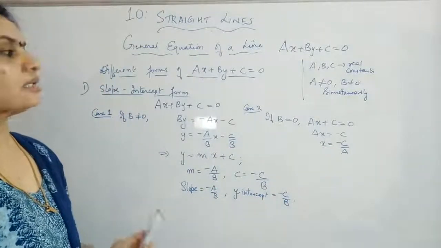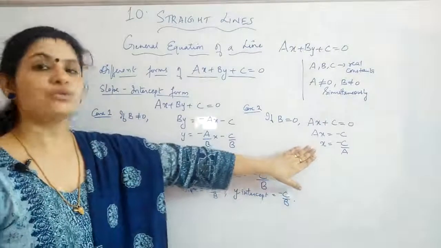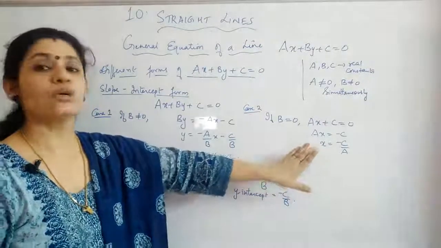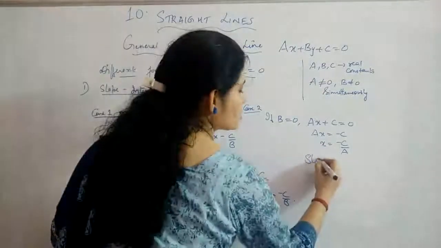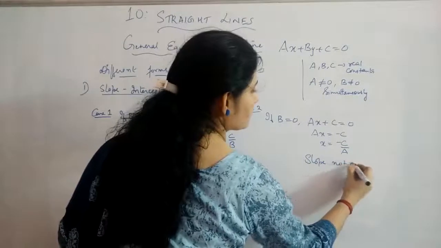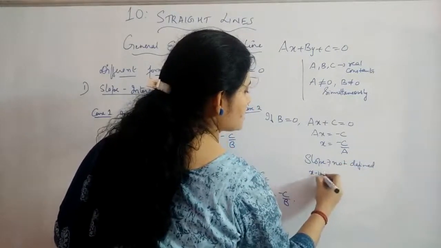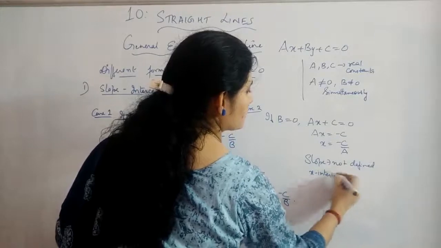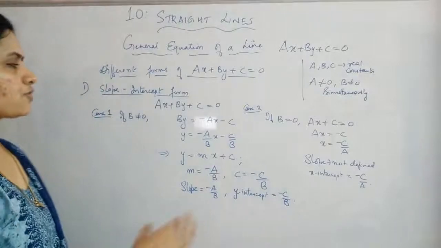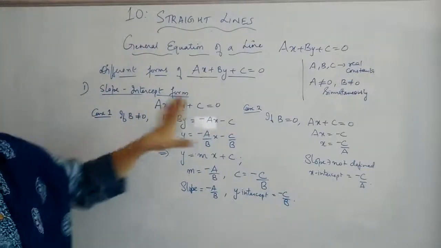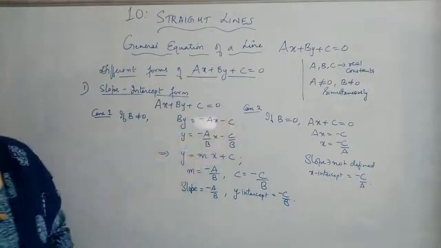So it is an equation in which you have only the x-intercept, but you don't have the slope. That means the slope is not defined, and the x-intercept is minus c by a. So this is the reduced form for both the cases, when b is not equal to 0 and when b is equal to 0.